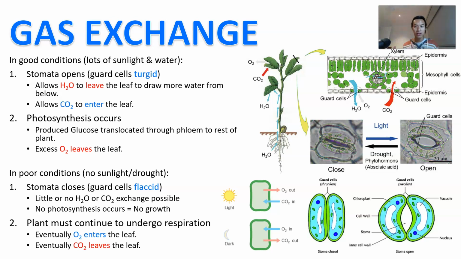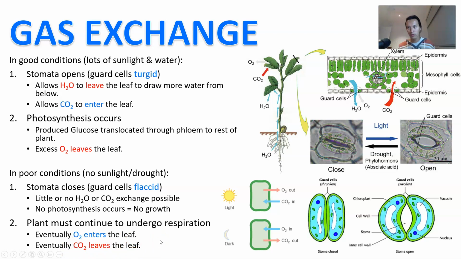Eventually though, the plant needs to keep respiring and needs to use cellular respiration, and you're going to get oxygen going into the leaf as the leaf respires, and then CO2 leaving the leaf as it respires as well. So actually that's a lot like animals.